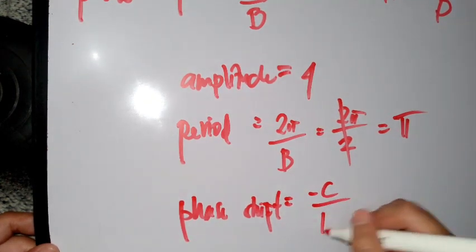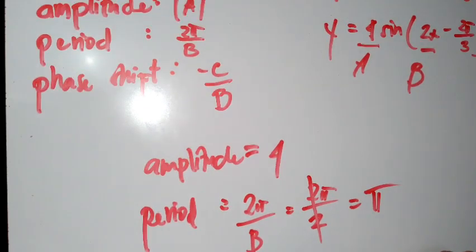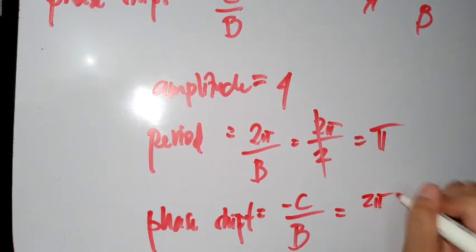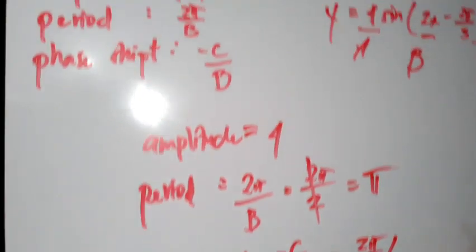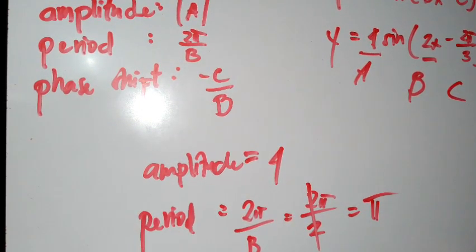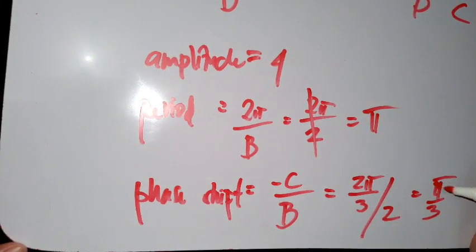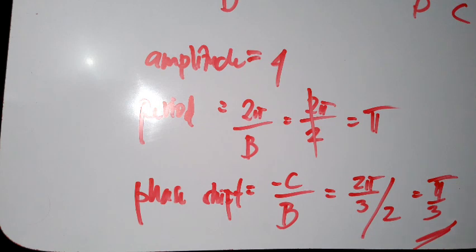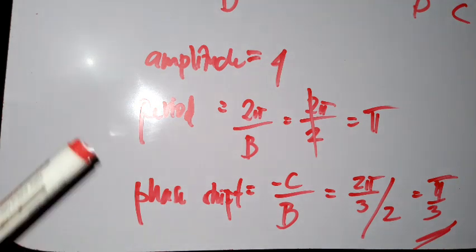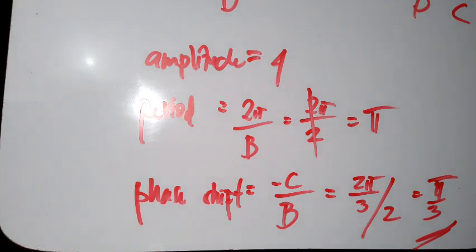The formula for a phase shift is negative c over b. So our c here is negative 2 pi over 3. Negative times negative is positive. So the value is positive 2 pi over 3 over b, where b is 2. So 2 pi over 3 divided by 2 is pi over 3. So pi over 3 now is our new starting point of the cycle. After identifying the amplitude, the period, and the phase shift, we need to find the x values for the 5 key points with the use of the starting point of the cycle, pi over 3.